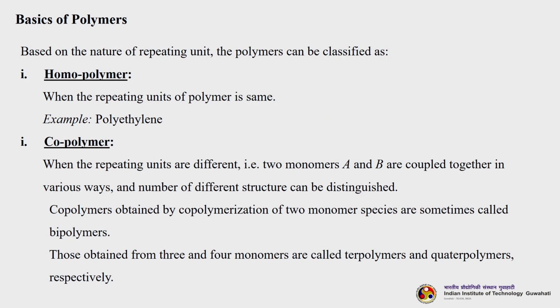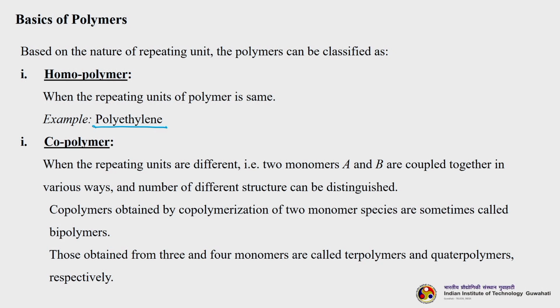Based on the nature of the repeating unit, polymers can be classified as homopolymer and copolymer. When the repeating units of the polymer are the same, it is a homopolymer. Polyethylene is the best example of this. All the monomers of the polymer are of the same nature and origin.